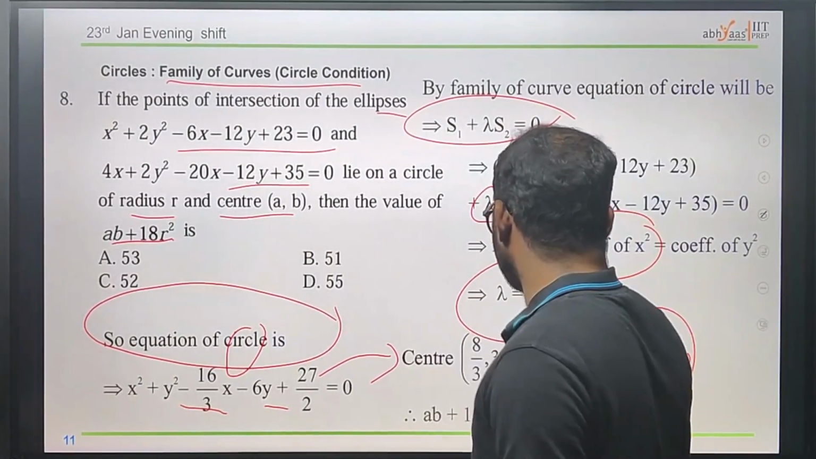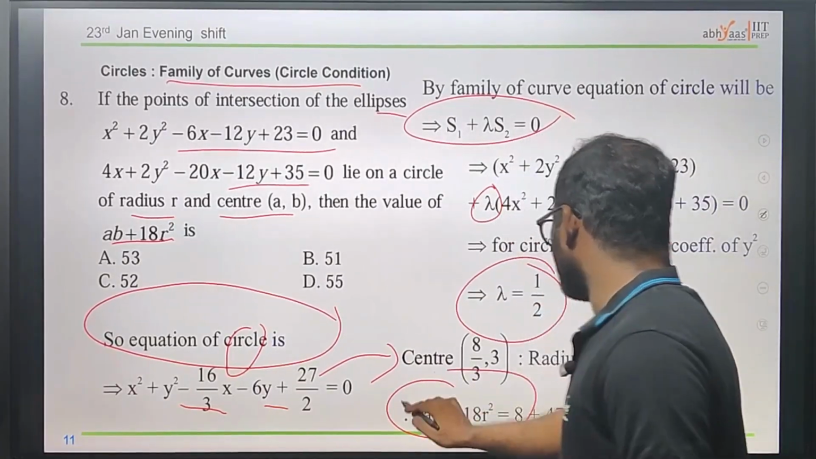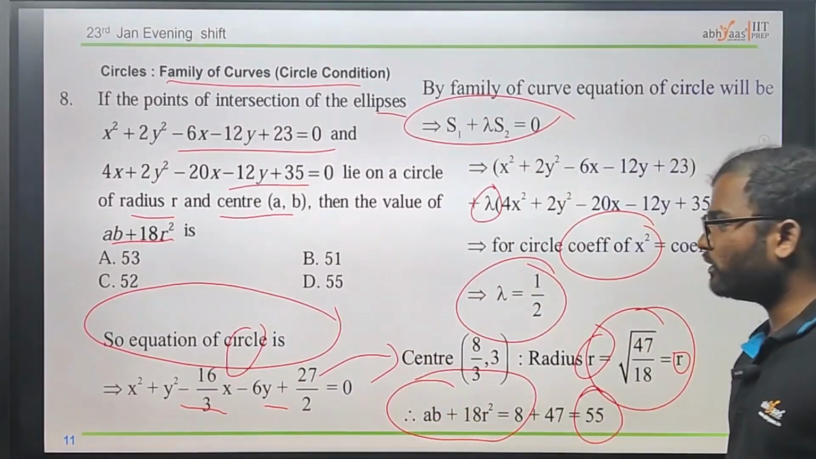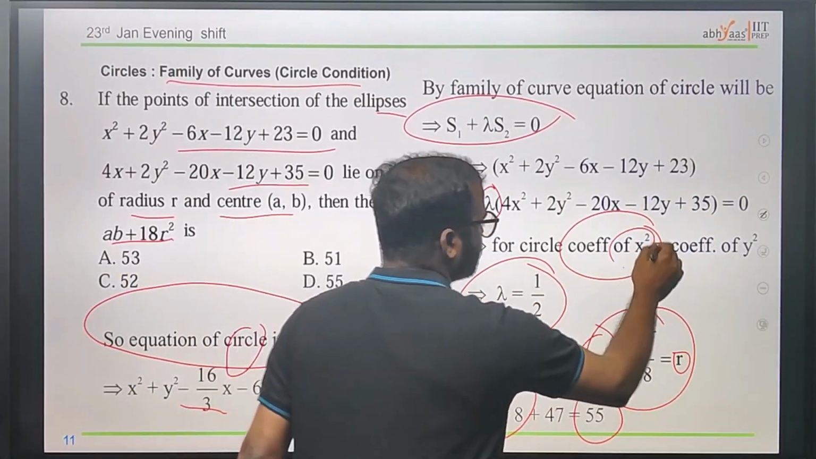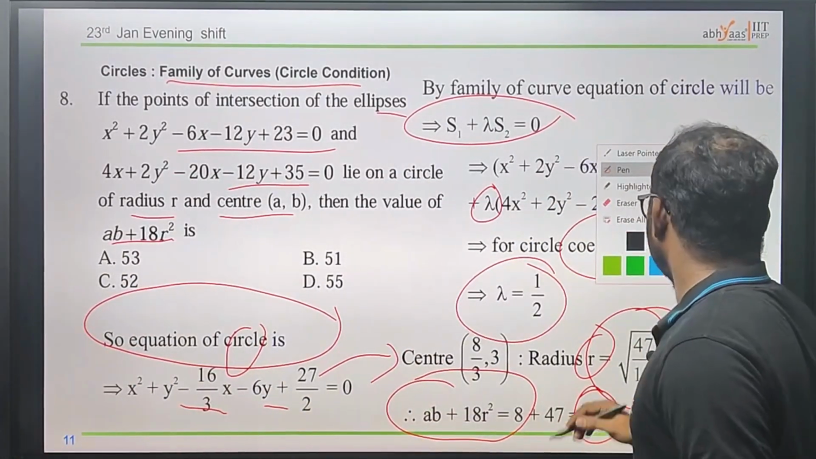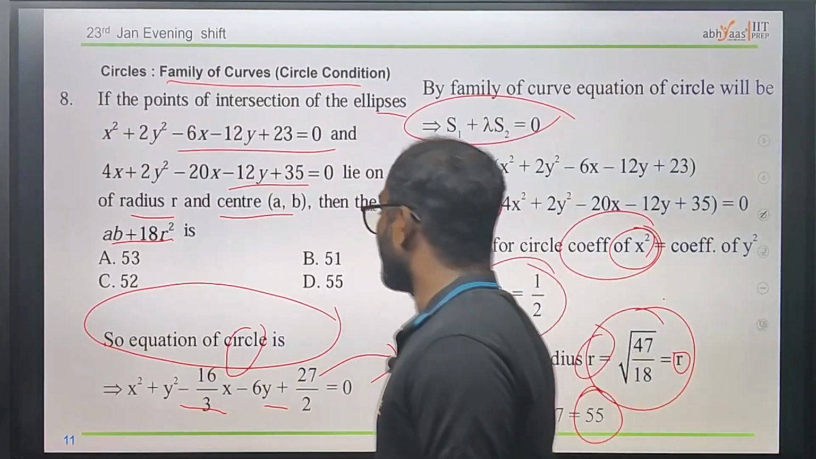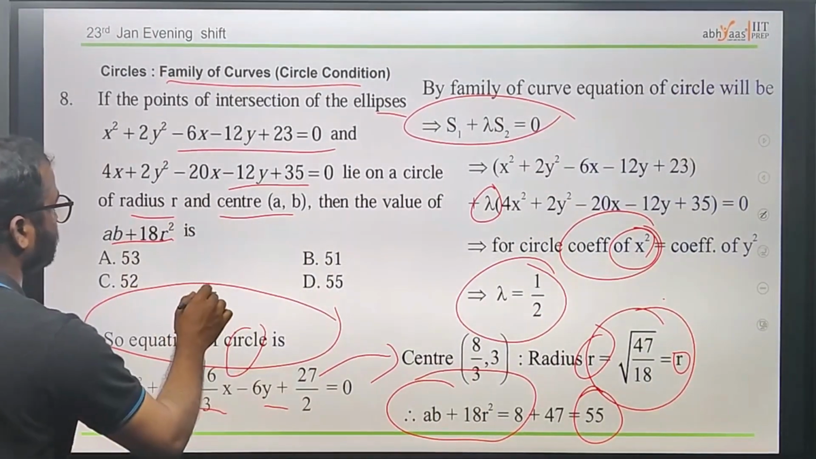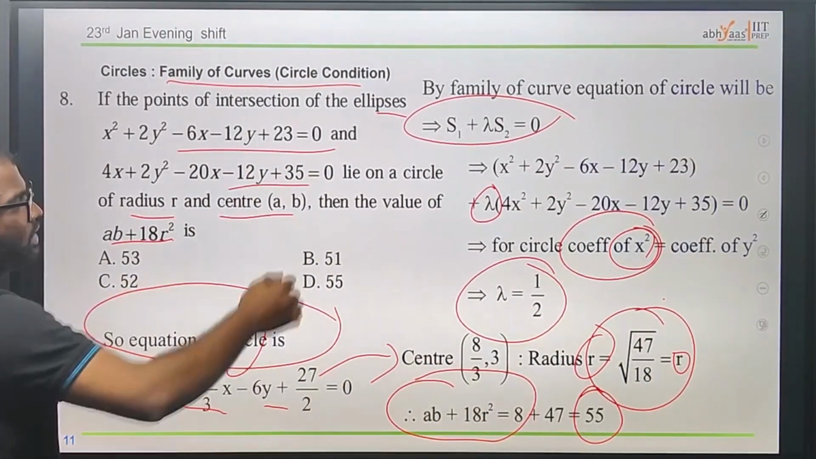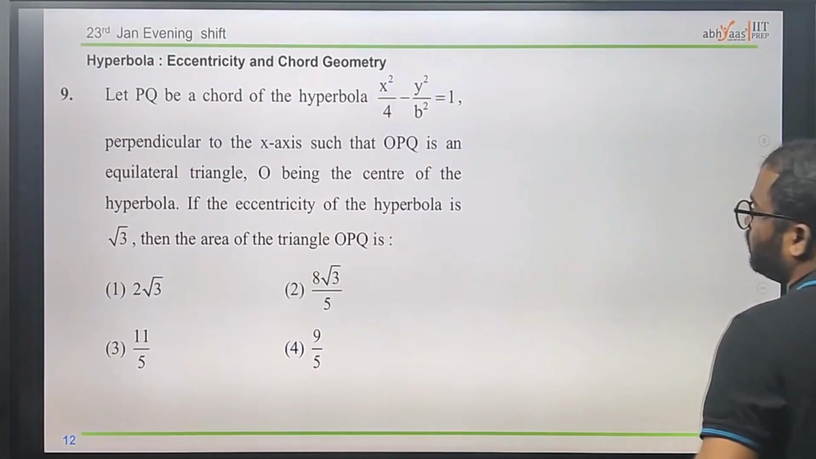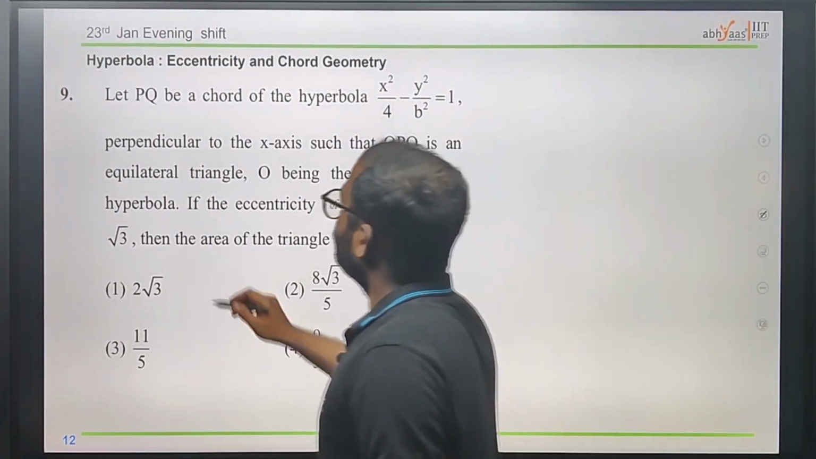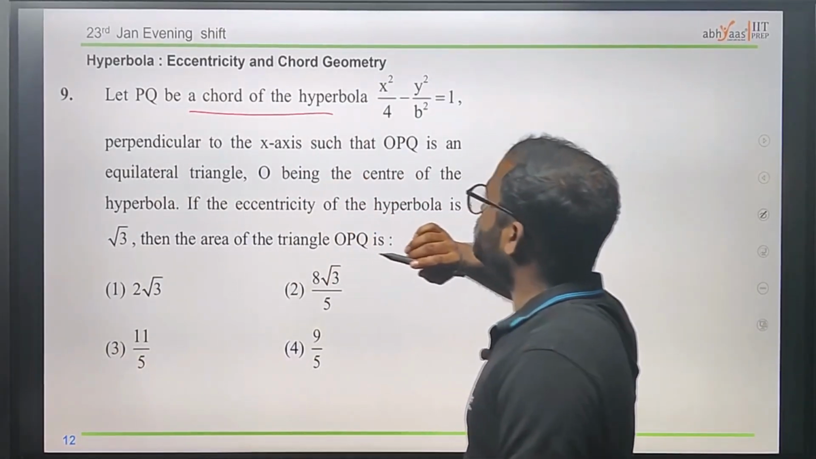That's how we got r, and substituting those values we will get the answer as 55. This comes from the coefficient of x square and the coefficient of y square. I hope you understood. That's how we got the answer, since it is the point of intersection, which we already solved.